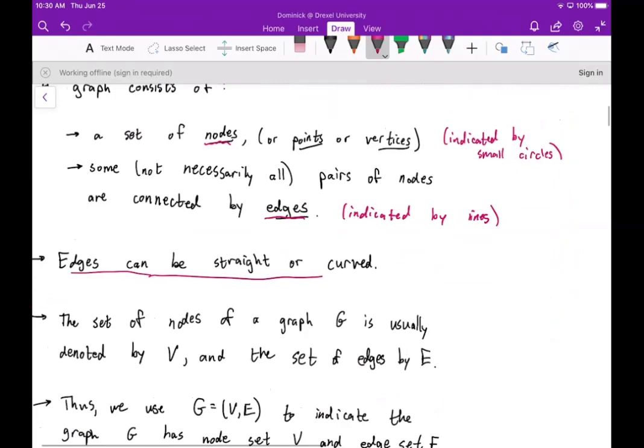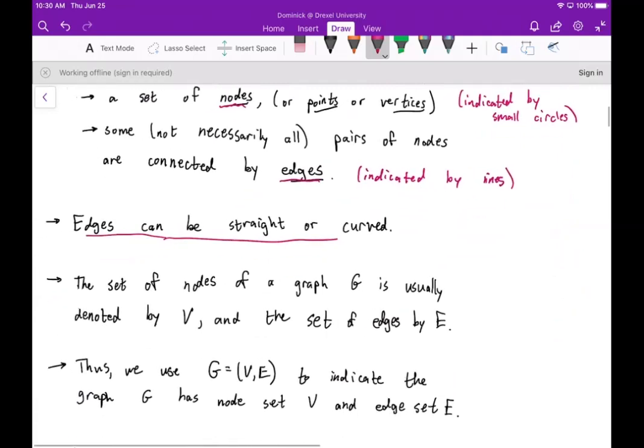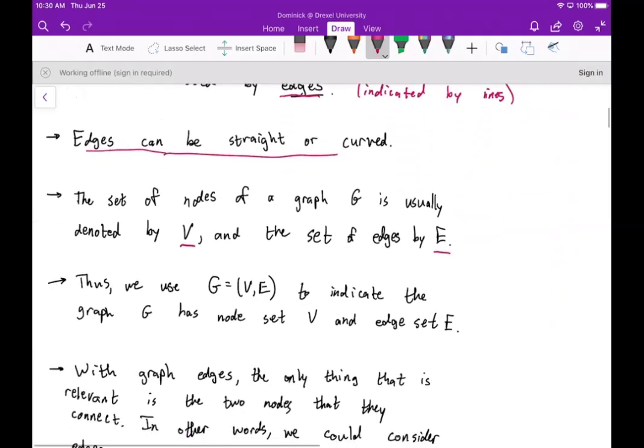Okay. Now, the set of nodes of a graph G is usually denoted by a capital letter V, right, for vertices. And we denote the set of edges by a capital E, right? So a frequent notation that you'll see is we'll call a graph G equal to almost like an ordered pair (V, E). And then that will, of course, indicate that the graph G is made up of the nodes belonging to the set V and edges belonging to the set E.